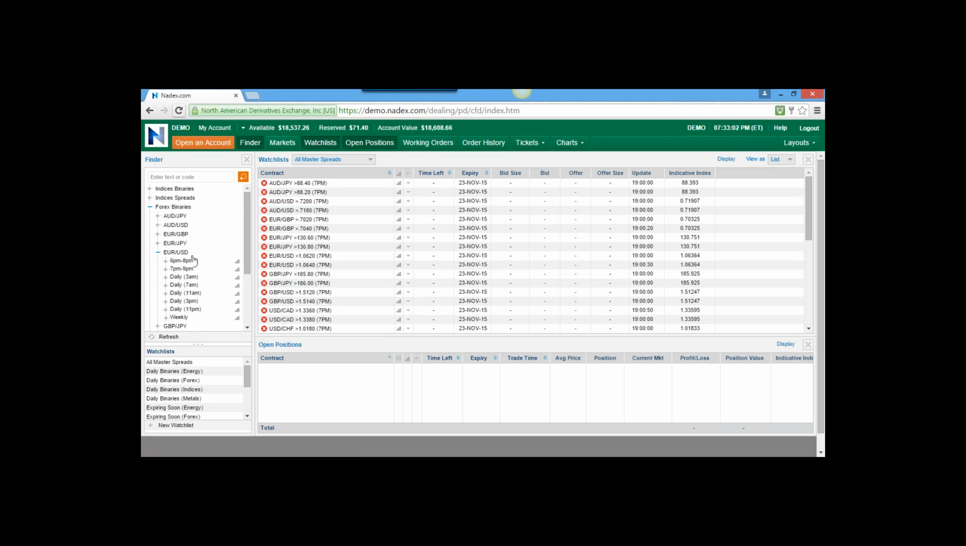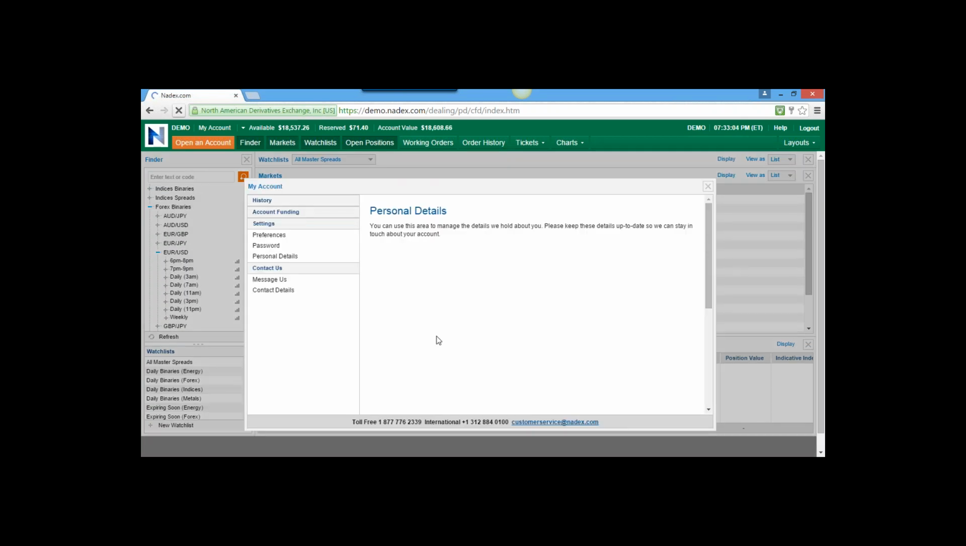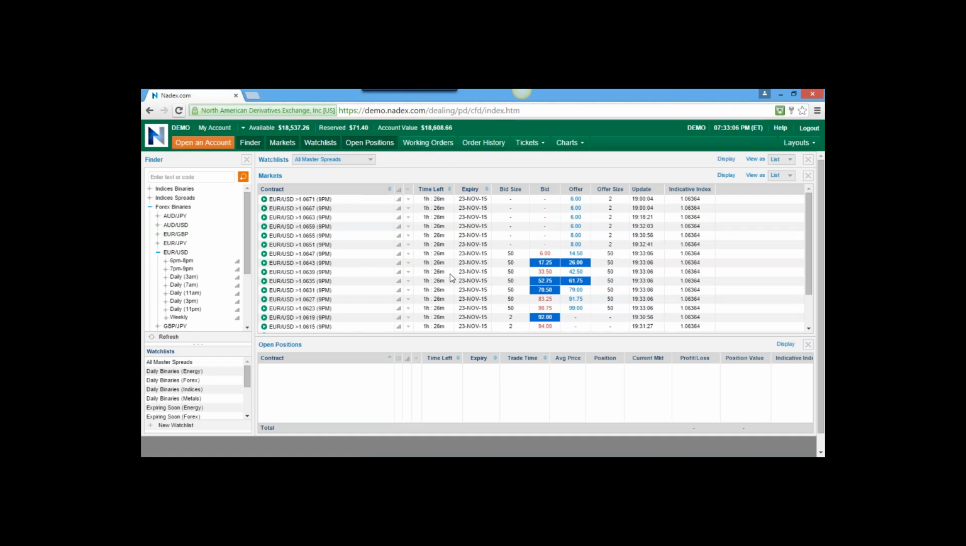We're going to pull up the euro dollar. Okay, so if we pull up the euro dollar binaries for 9 p.m. expiration tonight, as you see, we've got a bunch of different options here. Each one of these prices right here is a strike price of a binary. There's a bunch of different strikes. I can choose which one I want.